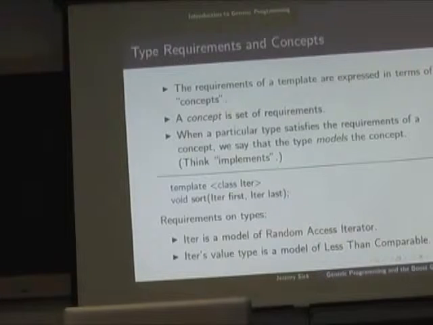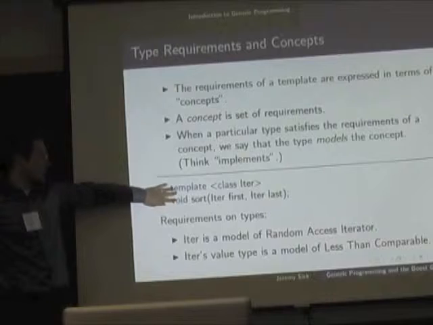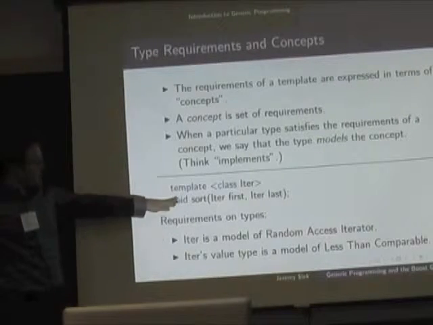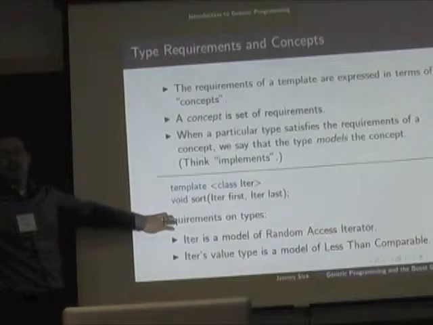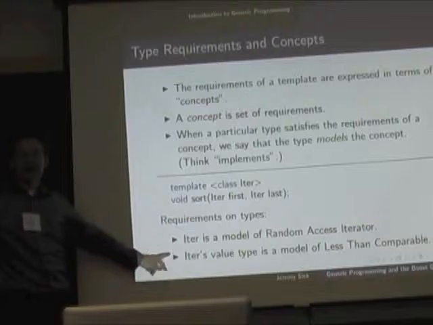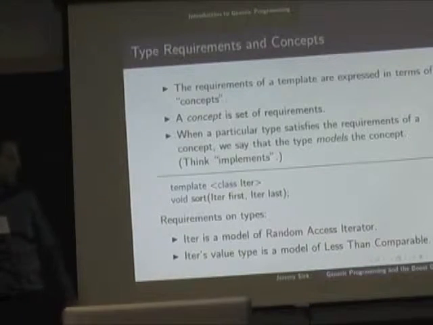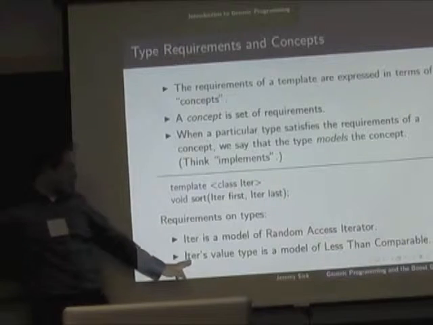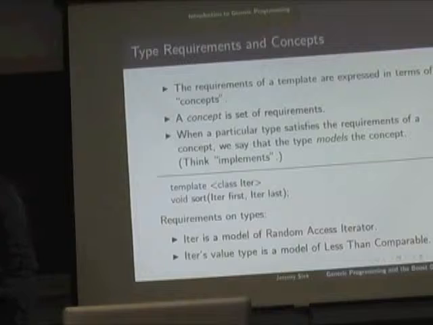So for the good old sort function in the standard template library, it takes two iterators, and if you go look on the SGI STL website, you'll see these requirements on the types. It'll say iter is a model of random access iterator. And it'll also say iter's value type is a model of less than comparable.